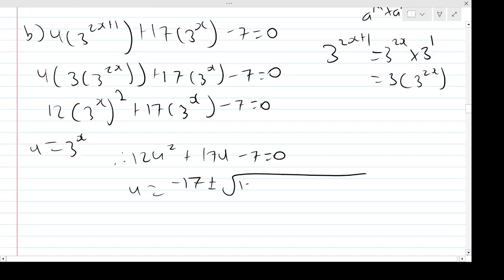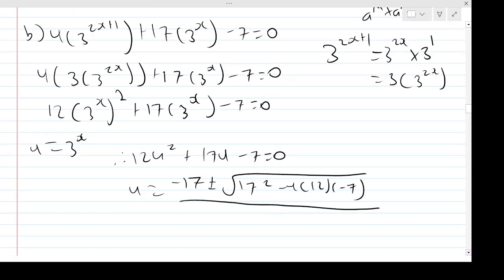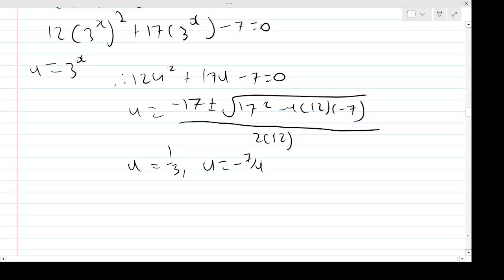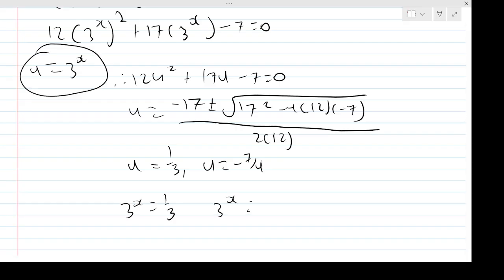Okay, so if I solve that then, u is going to be minus 17 plus or minus the root of 17 squared minus 4 lots of 12 lots of minus 7, over 2 lots of 12. And so if I do that, I get u is a third, or u is minus 7 over 4. Okay, and so then again I'm going to need to bring back in the x, so u is 3 to the x. So 3 to the x is a third, or 3 to the x is minus 7 over 4.